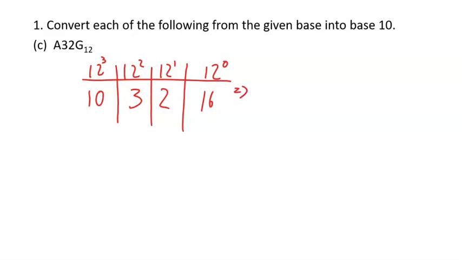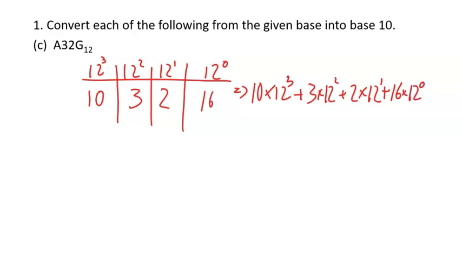So what that then means is I'm going to be doing 10 of the 12 cubed, plus 3 of the 12 squared, plus 2 of the 12 to the power of 1, plus 16 of the 12 to the power of 0. Now that I'm at this stage again, it's just a case of calculating numbers, combine it all together, see what we got.